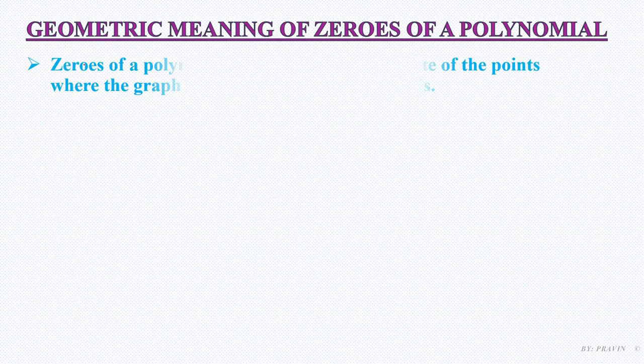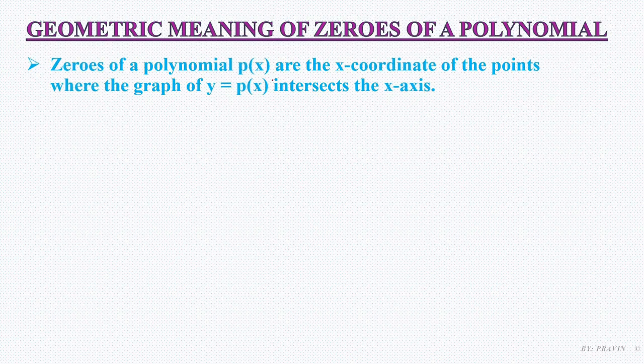Hello friends, in this video we will solve some problems based on the geometric meaning of zeros of a polynomial. As you know, zeros of a polynomial p(x) are the x-coordinates of the points where the graph of y = p(x) intersects the x-axis.